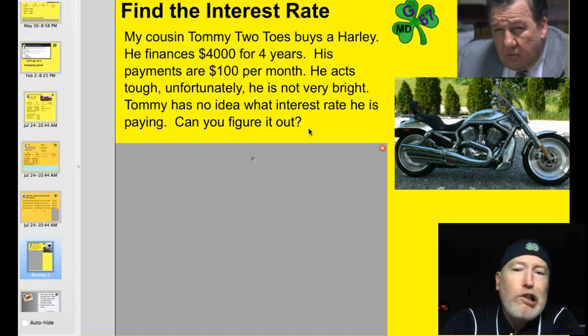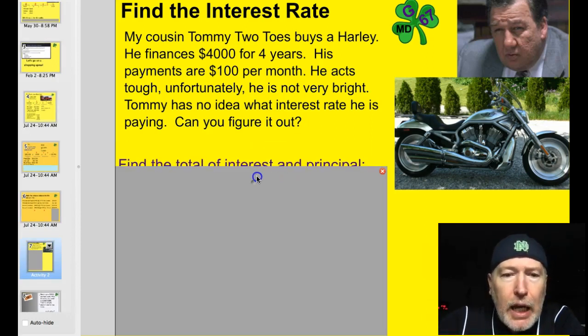So my cousin Tommy Tutos buys a Harley. He finances $4,000 for 4 years. His payments are $100 per month. He acts tough, but unfortunately he's not very bright. Tommy has no idea what interest rate he's paying. Can you figure it out? Well, let's help Tommy Tutos here.